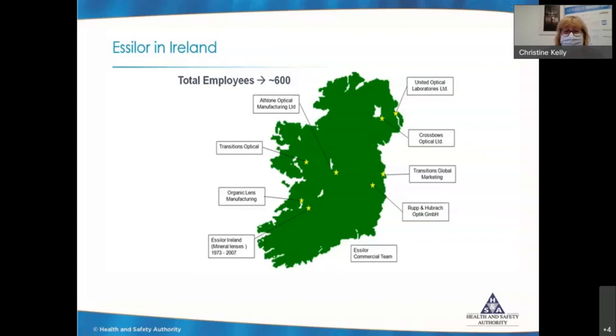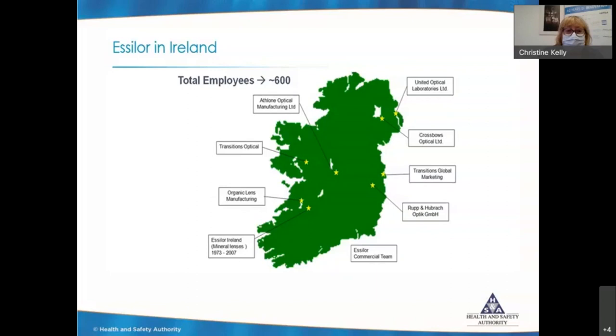We have another company in Tuam, Transitions Optical. You may know the glasses that change when you look at sunlight, they darken. This company is mostly R&D. The other companies on the map are basically labs that put the coatings and frames on your glasses.